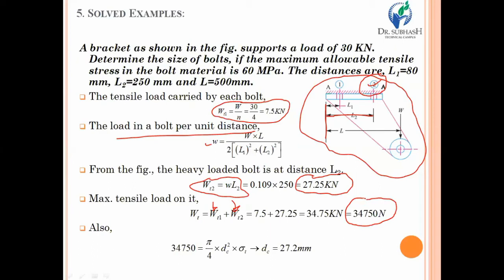And once you have calculated the maximum heavy load on bolt number 2, it's very easy to calculate the core diameter, because load is equal to area into permissible stress. So by putting all that value of sigma t and total load WT over here, it gives us a relation of core diameter, and that is equal to 27.2 mm.